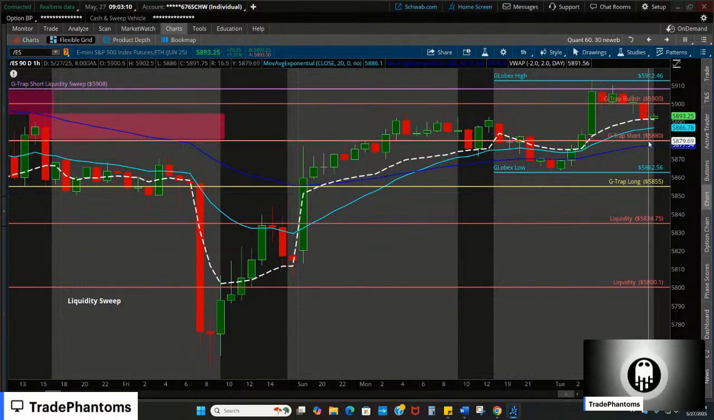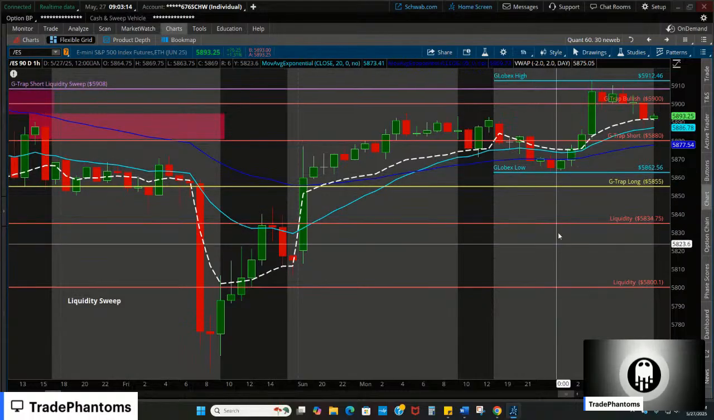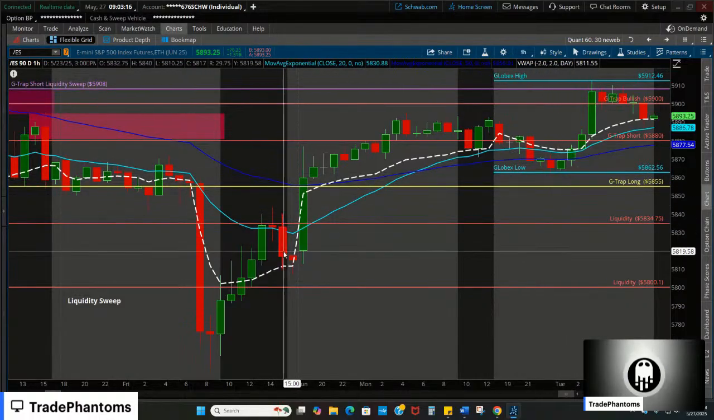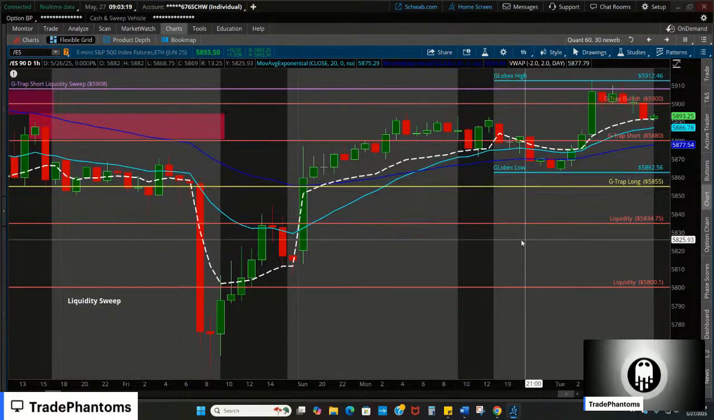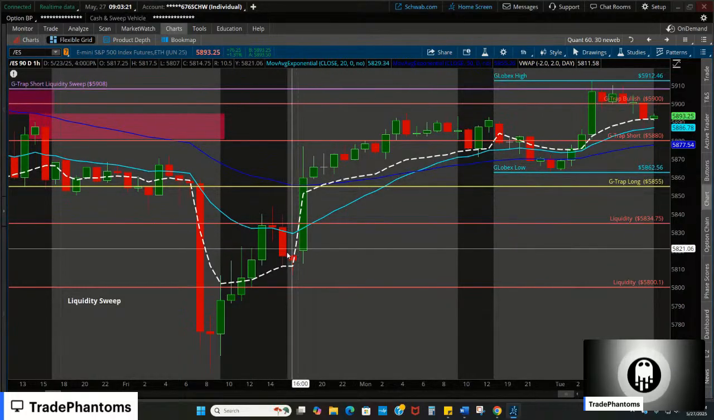However, what if we don't? What if we don't go higher? Well, if I look down and left below the Globex low, what I'm going to look for is institutional level of demand for a Globex trap long. And we do have a bit of something here.